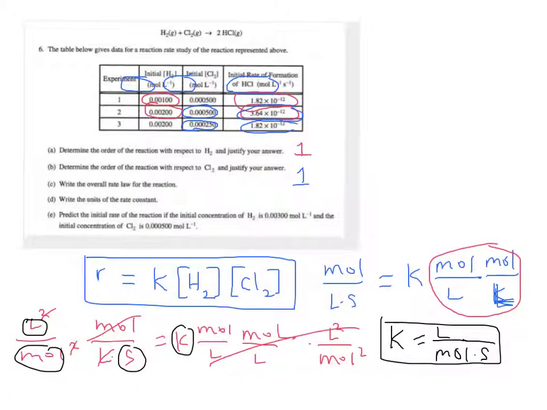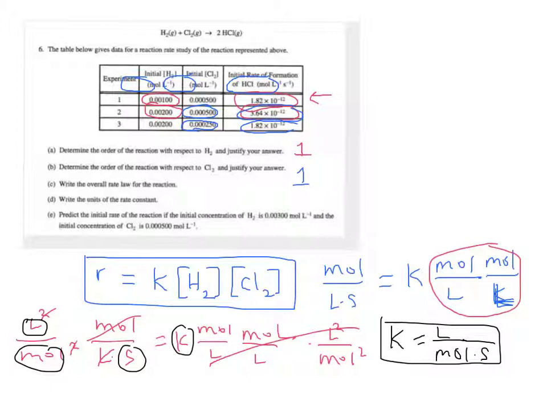Finally, part E says predict the initial rate of the reaction if the initial concentration of H2 is 0.003 moles per liter and the initial concentration of Cl2 is 0.0005 moles per liter. For this reaction, the initial concentration of Cl2 is the same as in experiment 1, but the initial concentration of H2 is 3 times as large. So if we look at experiment 1 right here.